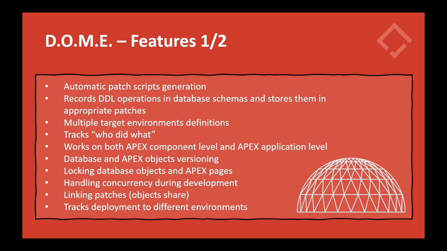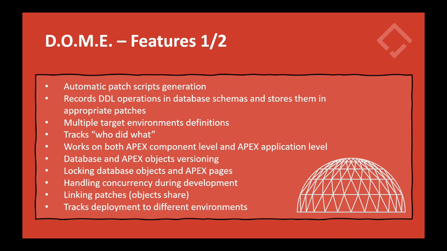Second important feature is that D.O.M.E can record your DDL operation in a development schema, and it can store it in your current patch. This really lowers the chance of forgetting some DDL statement and ruining the complete patch. The third important feature of D.O.M.E is that it tracks who did what, by meaning that in every moment you can see who changed which object, in which patch it is included, to which upgrade it is related, if it is installed on some certain environment, and so on and so on.